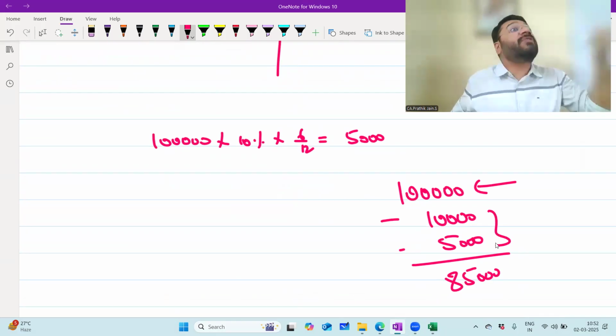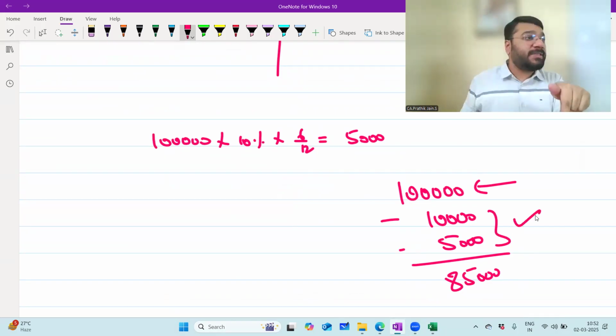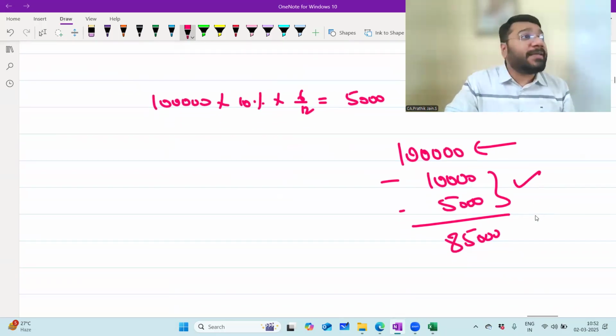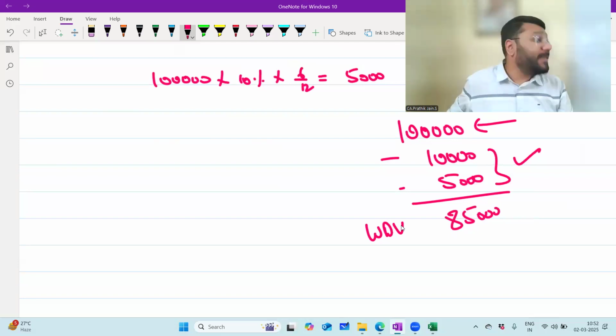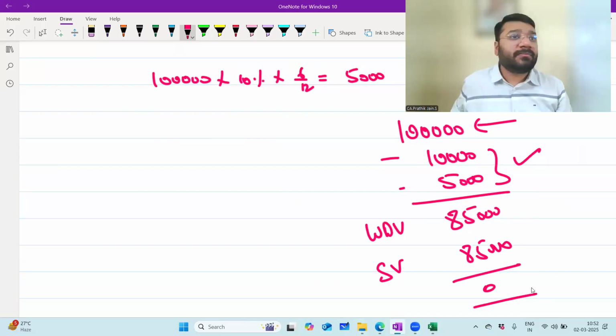This is the used value of the asset, which means in the last 1.5 years, I've used the asset to the extent of 15,000 rupees. So what is the unused value of the asset? 85,000 rupees. This is called WDV as on the date of sale. You sold that at 85,000 rupees itself. So no profit, no loss.